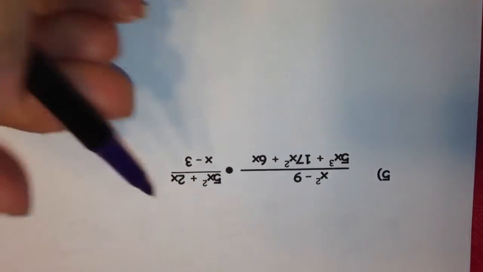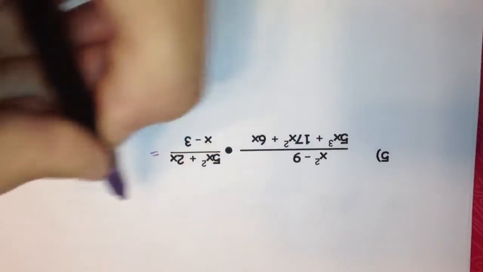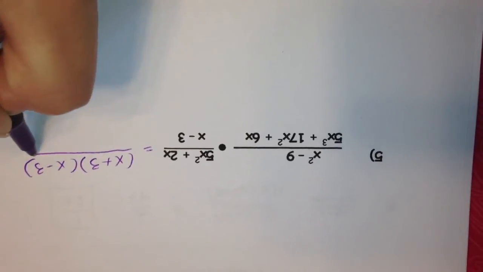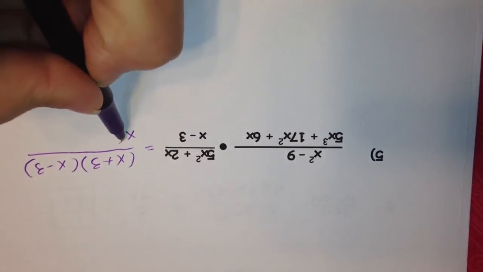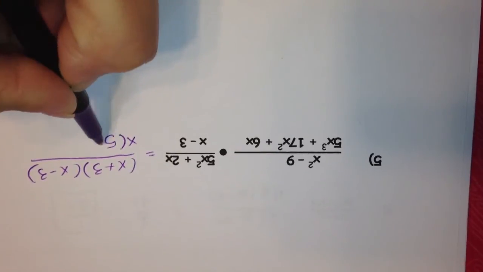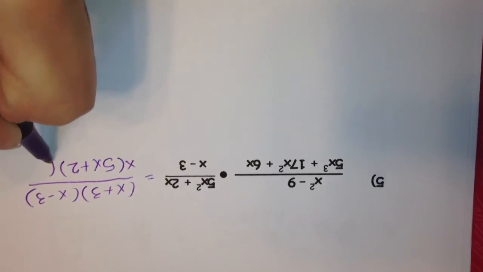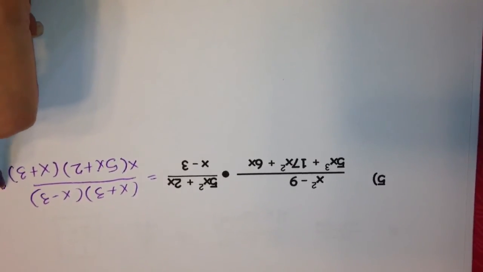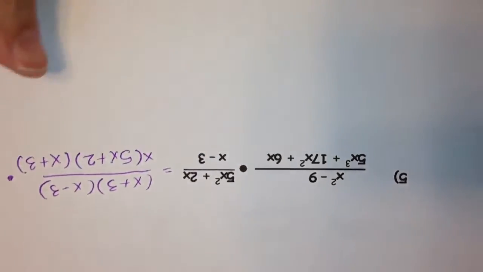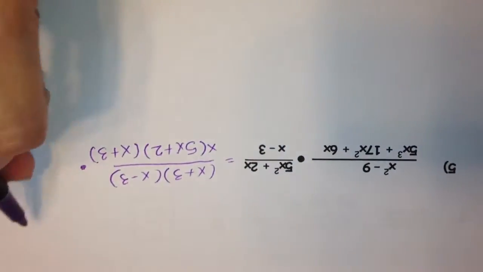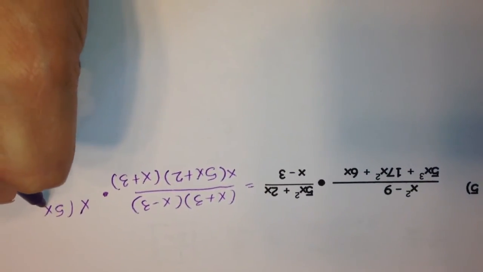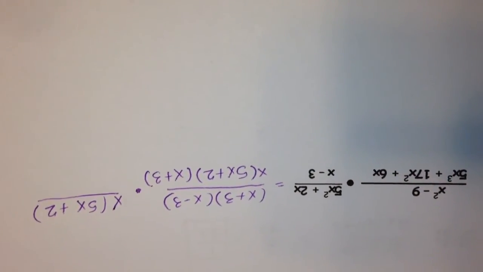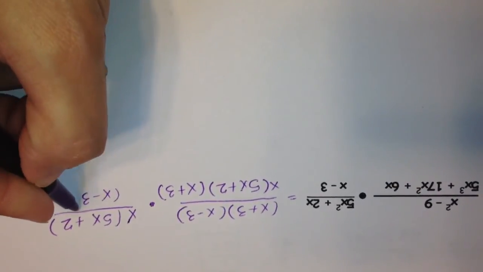Okay, for number 5, let's go ahead and factor it. That's the difference of two squares, x plus 3 times x minus 3. The denominator, I can take out an x, and then when I use my AC method, I get a quantity of 5x plus 2 times x plus 3. My numerator right here, I can take out an x, leaving me 5x plus 2. And in the denominator, we have x minus 3.